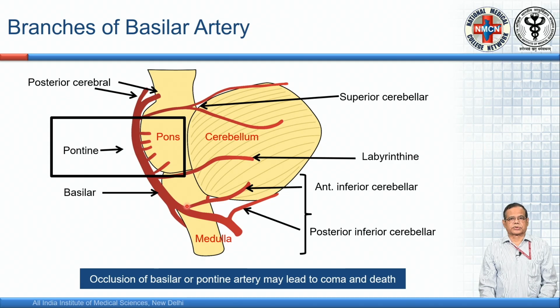nuclei in the pons. The medullary branches of the fourth part of the vertebral artery also give branches which supply these ascending and descending tracts and most of the vital respiratory and cardiovascular centers. Occlusion of the basilar artery or the pontine artery may lead to coma and death.